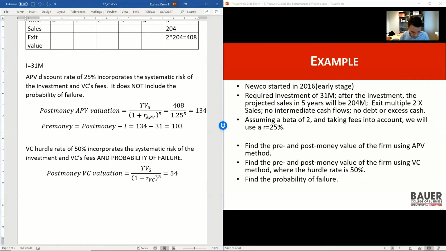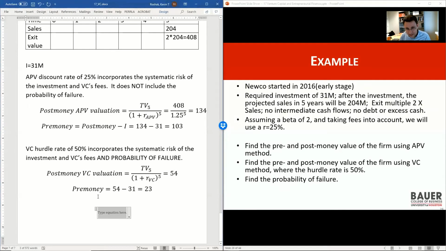And again, you can do the pre-money valuation. If you know the post-money, it's going to be 54 minus the 31 investment. So we're going to get a pre-money of 23. The final question is asking to find the probability of failure. We're going to be able to back out the probability of failure by using the APV valuation and the VC valuation. We compare the two to give us a probability of failure.